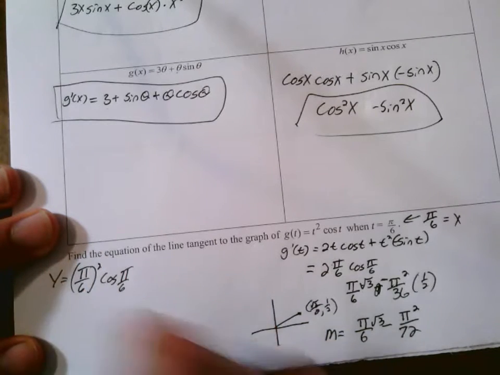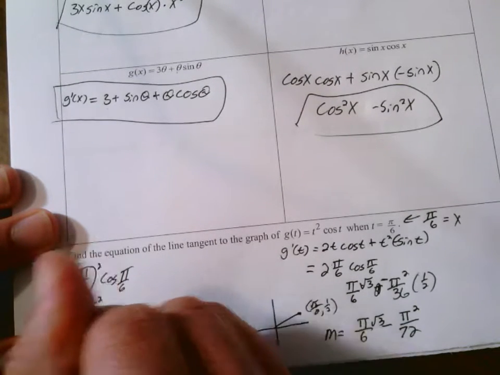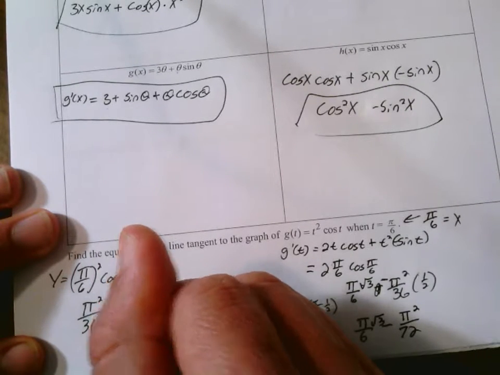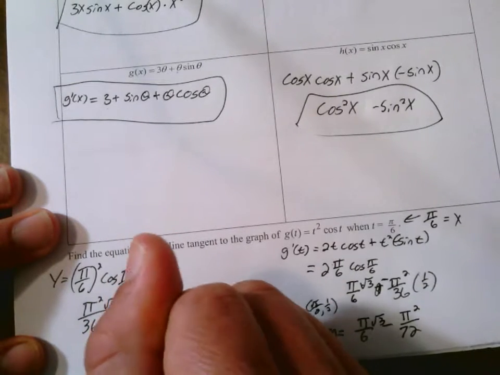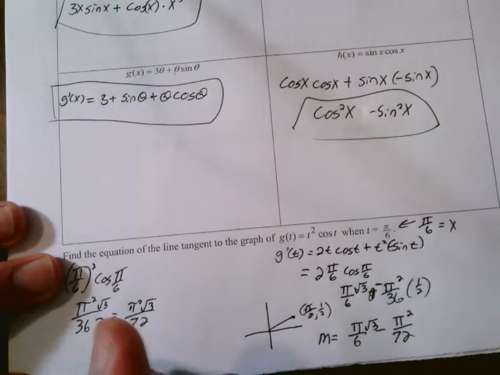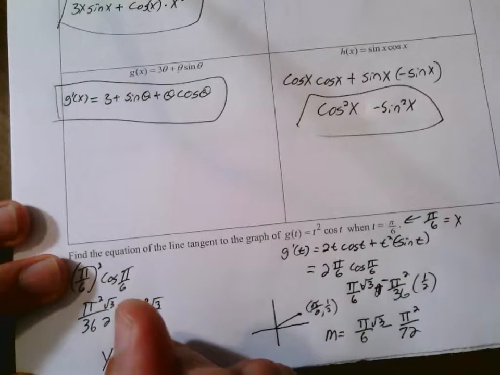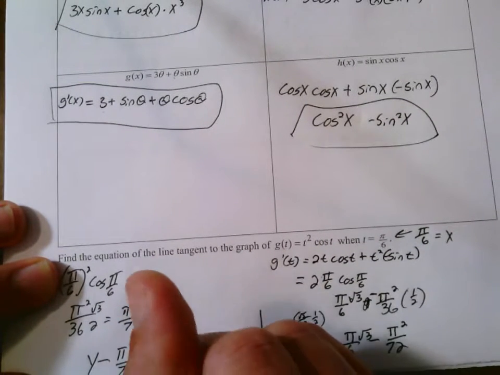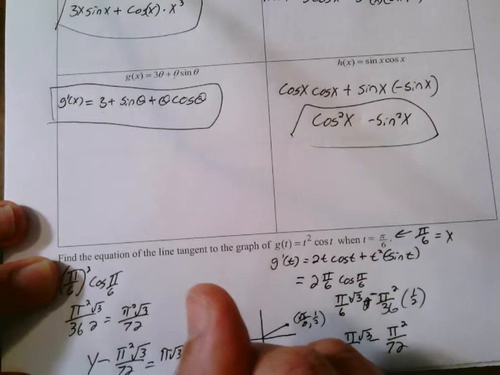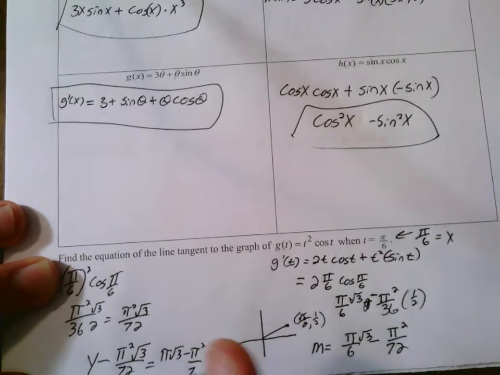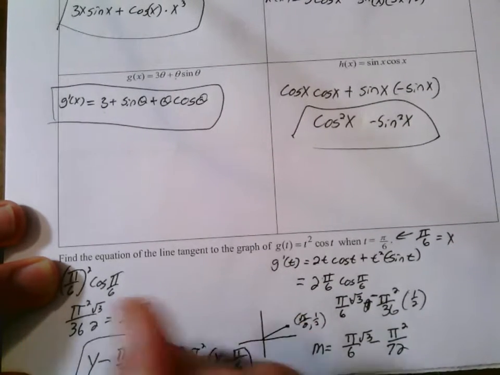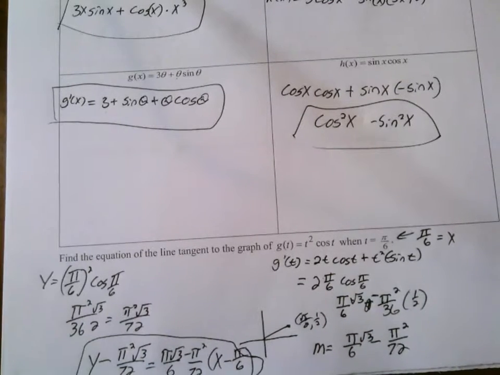Cosine of pi over 6, once again, is square root of 3 over 2, so y minus all of that equals, and that's a lot, but that's basically it. How to simplify for the tangents.